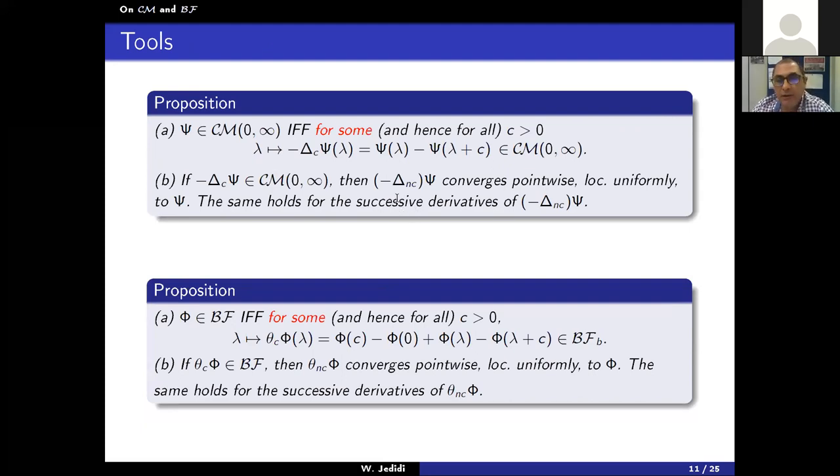What are the tools? We had to develop a lot of tools. If you start from psi, and you know that this increment is a completely monotone function for a fixed c, then this is going to say that psi itself is completely monotone. And we apply this difference operator n times with step c, and this will converge locally uniformly to the original function psi. And you have a version also for Bernstein functions. Things are quite similar, of course.